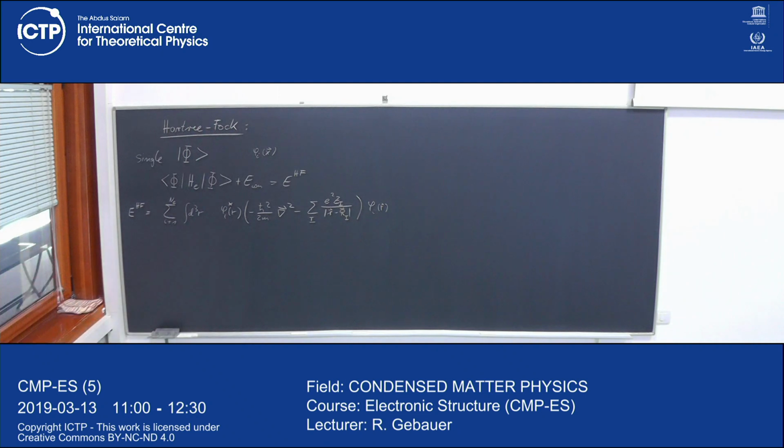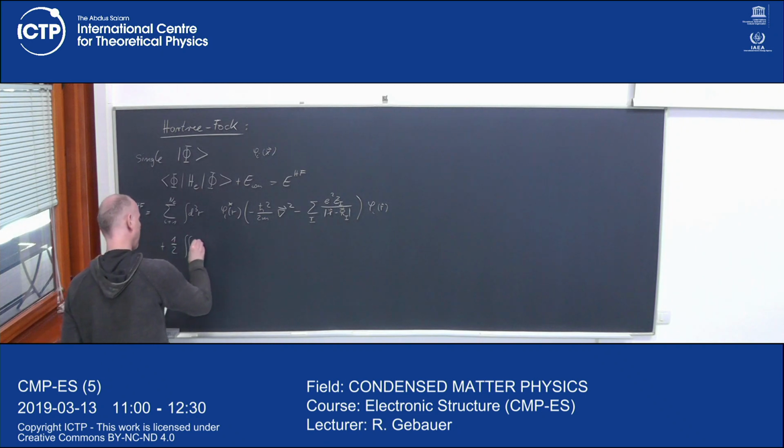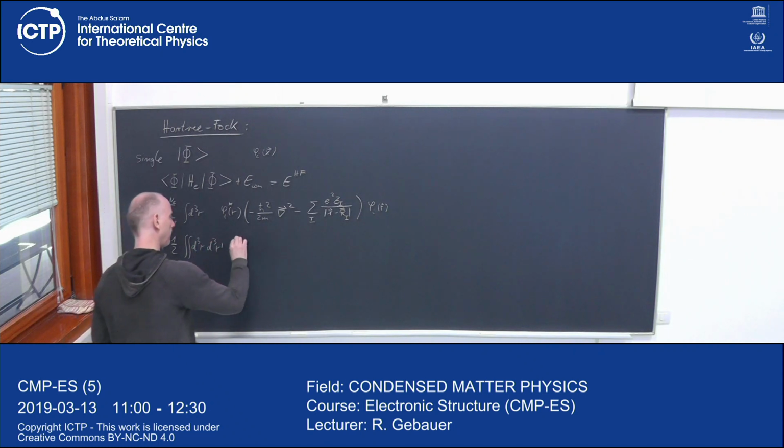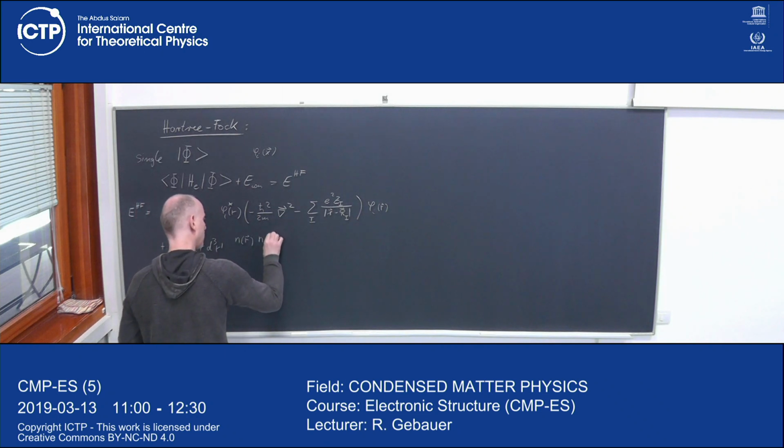This is Hartree-Fock. And these terms, if I write them, one of them is very easy. It's plus 1/2 integral over all space. How do I call the variables? d3r, d3r prime, and then we have the density at position r, density at position r prime, divided by the distance.